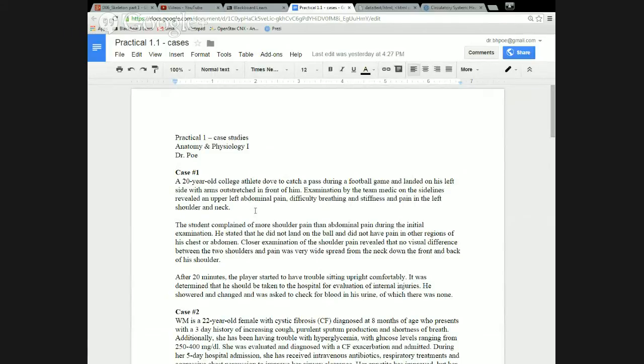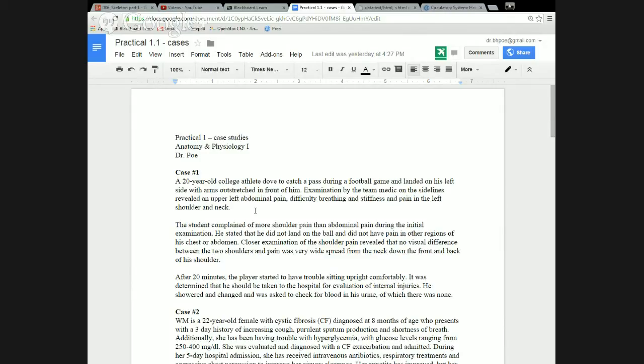A football player injures himself. I'm letting you know a little bit about what's going on in the case here. He has an internal injury. And the way it relates to what we study is you basically have to figure out which body cavity that injury took place in based on what the case describes. The symptomology in the case should point you in the right direction to understand what's going on.